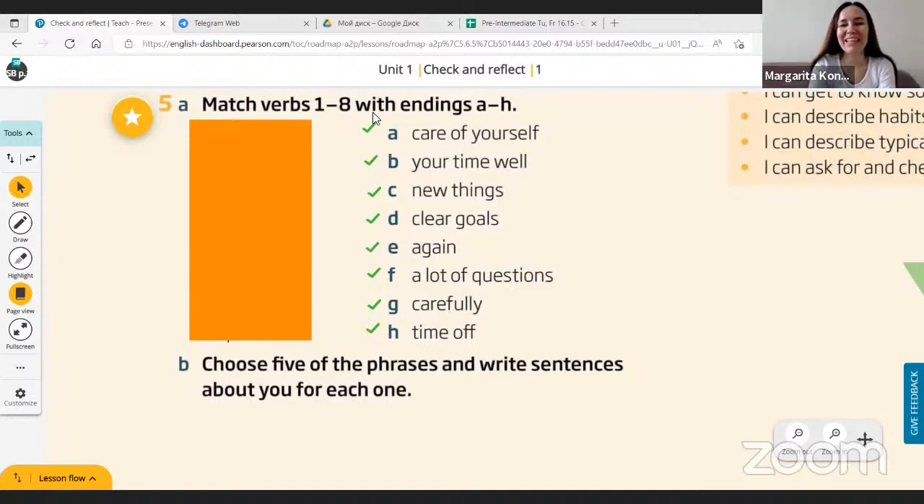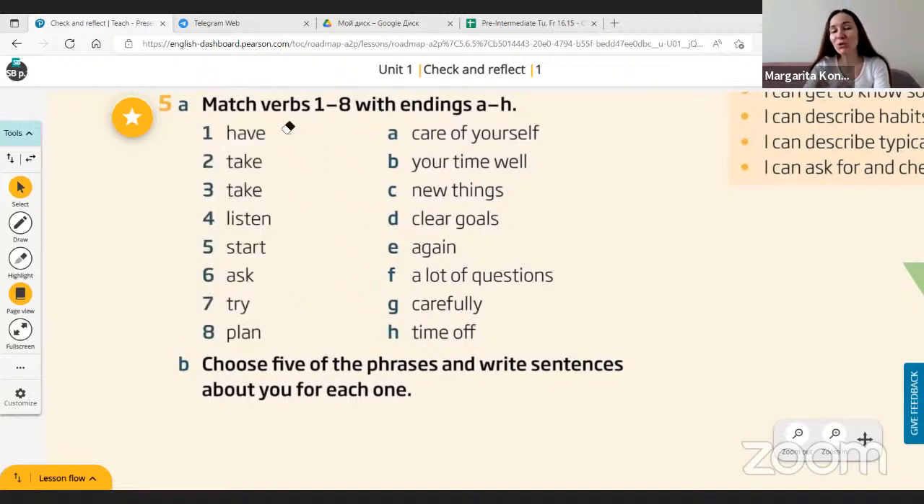You remember them all. Okay, ladies, and I would like to ask you about your habits. What do you usually do? What do you never do? What do you sometimes do? Yes, in your day-to-day life. Okay, try to give a little more information. For example, I usually have clear goals. It helps me to plan better, and it helps me to plan my time better. Okay, so go ahead, tell me about you. Try to use many of these phrases.